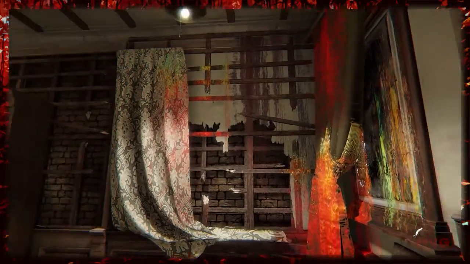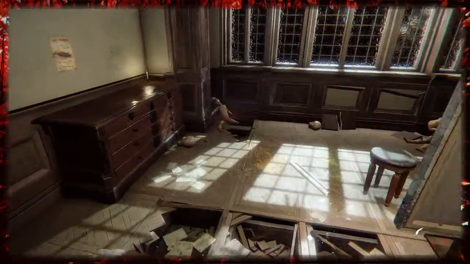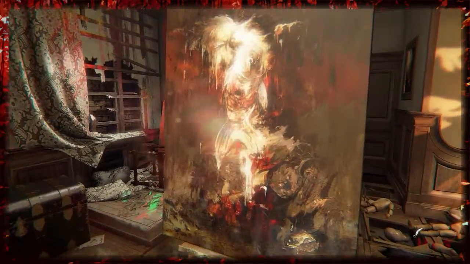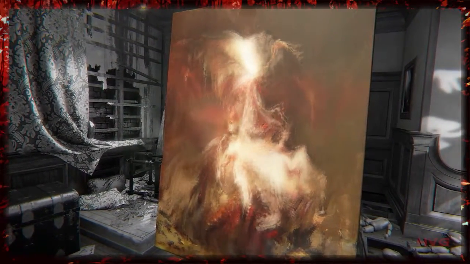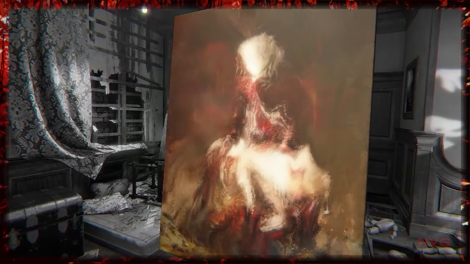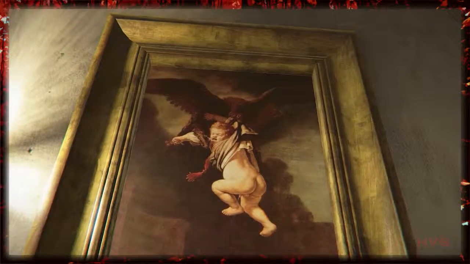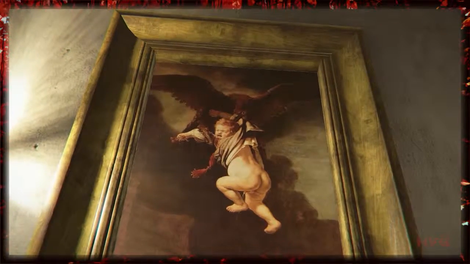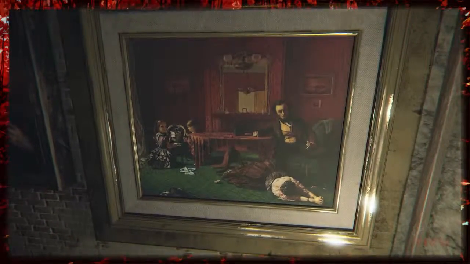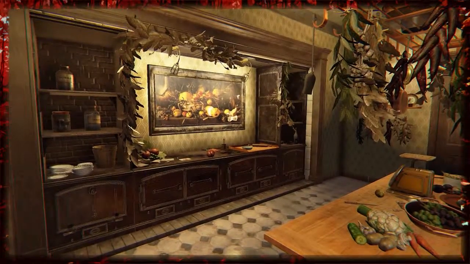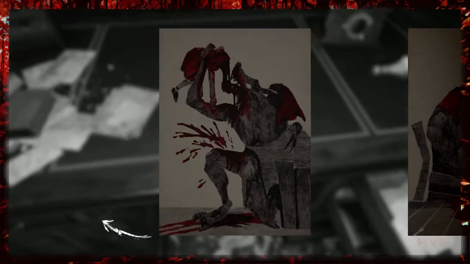Today I'm talking about the paintings from Layers of Fear. Now once again, the theme of this game is that your character is a painter who's slowly losing his mind. The interesting thing for me is that there are many paintings inside this mansion, and they're also very curious. For example, the baby being carried away by the eagle. What does this mean? And the dead woman in front of the family. What does this mean? And the still life of the fruit, and the desert scene with the gallows and the monster, and the Red Riding Hood cartoon.